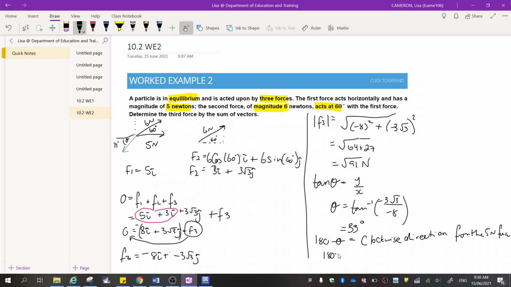Okay, so 180 minus 33 is going to give me 147 degrees. So this thing is acting with a force of square root of 91 newtons at a direction of 147 degrees clockwise from the 5 newton force. So if I redrew this diagram with that 5 newtons going that way and my 6 newton force going that way, and that's 60 degrees in there, it means that over here at 147 degrees clockwise from the 5 newton force, that's where that force is acting.